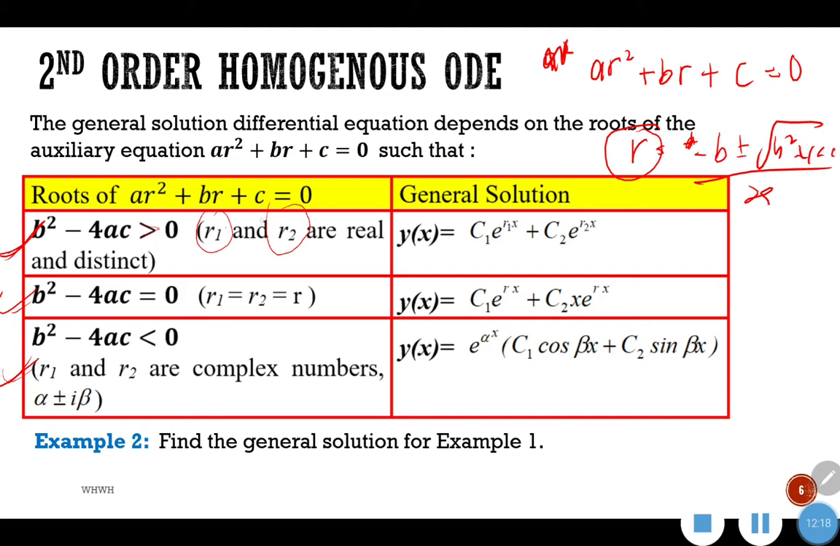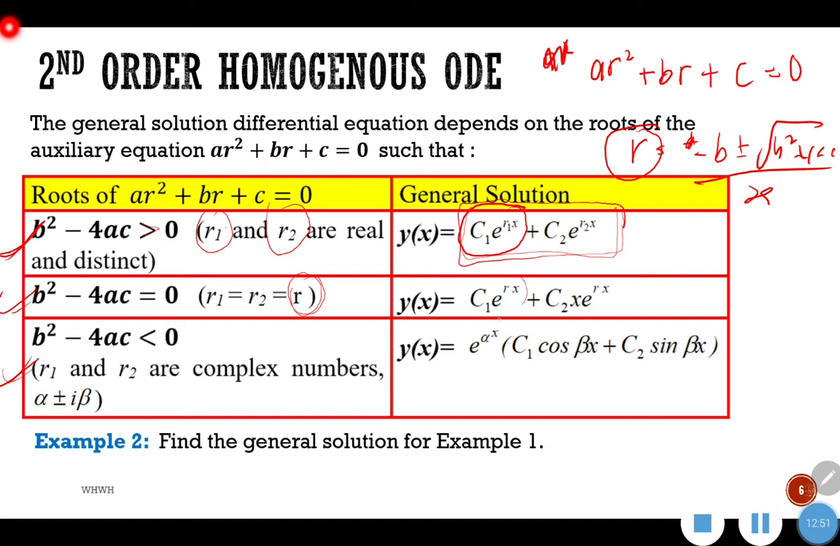Okay, kalau r1 and r2 are real and distinct, the solution for your second order differential equation homogeneous ni, y(x) is equals to c1 e to the power of r1x plus c2 e to the power of r2x. Katakanlah you dapat b square minus 4ac sama dengan kosong, dan maknanya you ada only one root where r1 sama dengan r2 sama juga dengan r. So this is gonna be your solution.